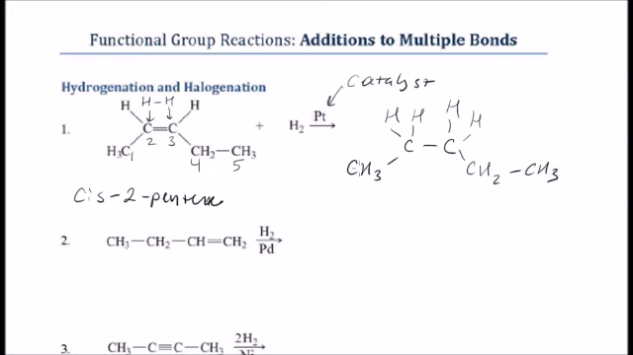Okay, so here we have 1, 2, 3, 4, 5. We now have a pentane, and we can just draw this as a straight chain. It doesn't need to look all crooked like it did here with the trigonal planar geometry of that double bond. This is just pentane.